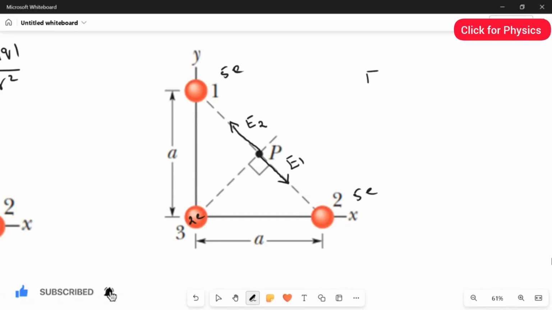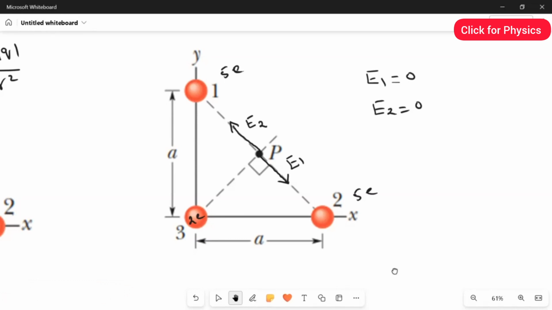So the value of E1 is equal to 0, and the value of E2 is equal to 0. Why? Because you can see E1 in this direction, E2 in this direction, so both will cancel each other. Clear? So only one charge is left, and we have to consider only the third charge for this case.